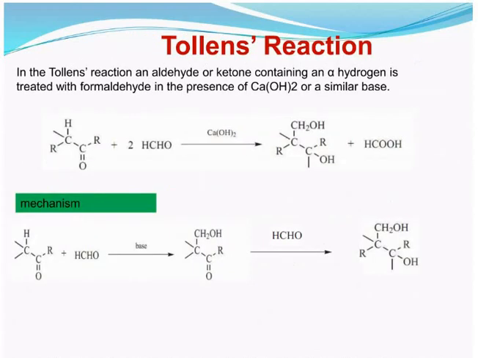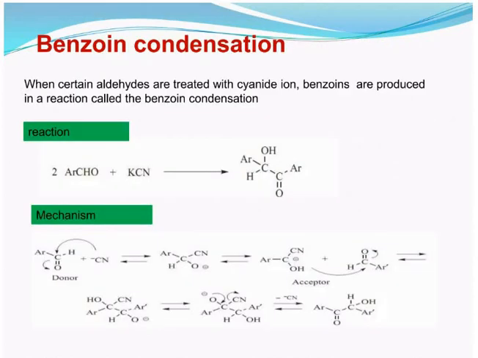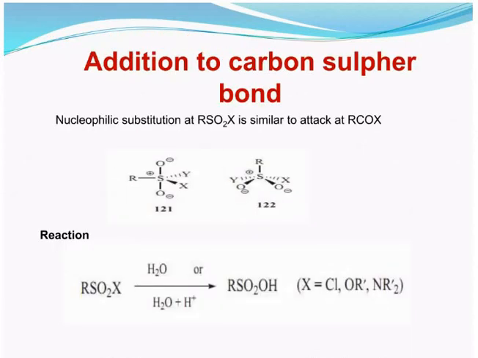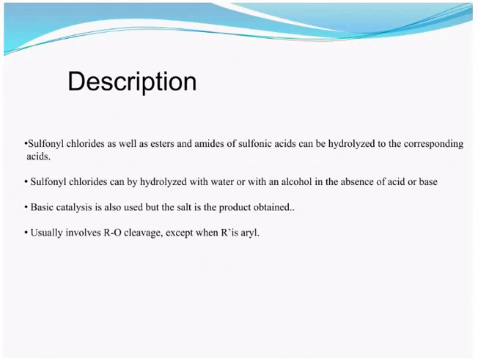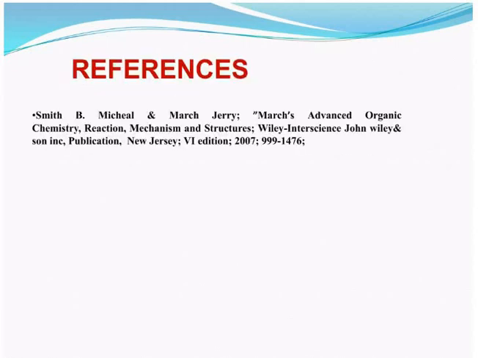So look at the aldehyde, look at the anhydride, how in the presence of RCH2COOH it gives this unsaturated compound. Now the Tollens reaction, that is also very important. In the Tollens reaction, an aldehyde or ketone containing an alpha hydrogen is treated with formaldehyde in the presence of calcium hydroxide or a similar base. So look here. Benzoin condensation is also very important. Addition to carbon-sulfur double bonds. You know the sulfonyl chloride can be hydrolyzed, base catalyzed, and usually with RO bond cleavage.